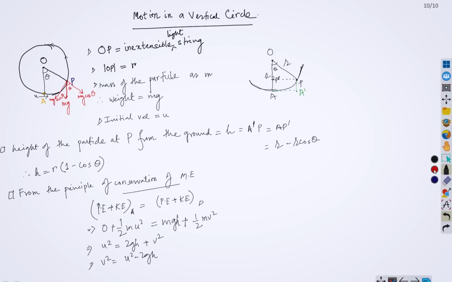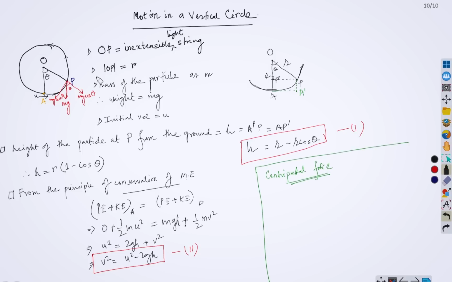Yes. Let us box this relationship because this is important. And we also know h, right? We will not substitute the value of h here. And let us box this one also because this would be required. So this is equation 1 and this is equation 2. Okay. So now we have the height of the particle at point P and we have the velocity of the particle at this point given by u square minus 2gh.